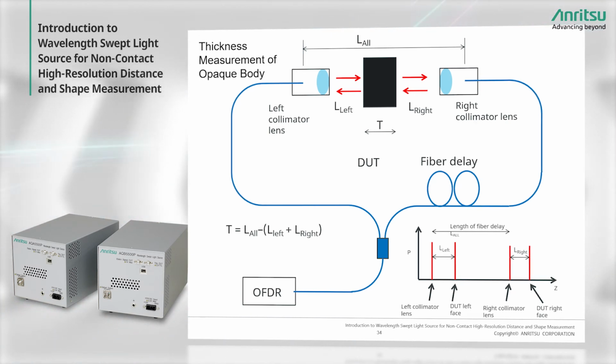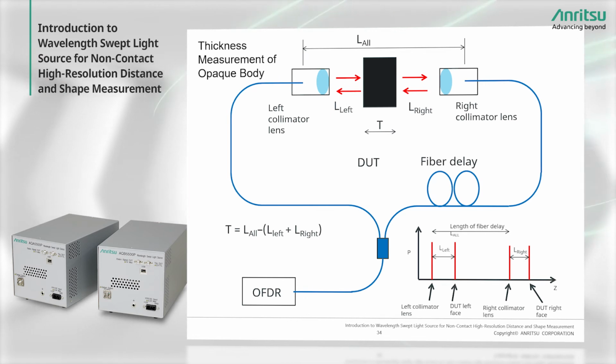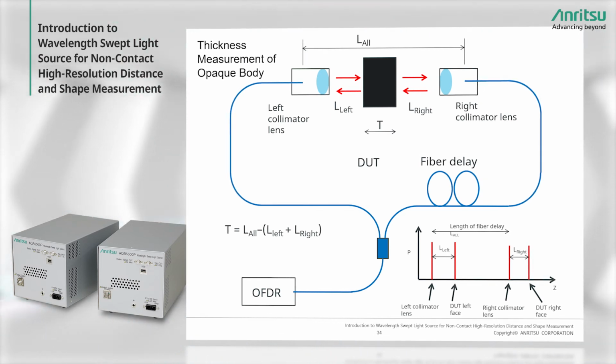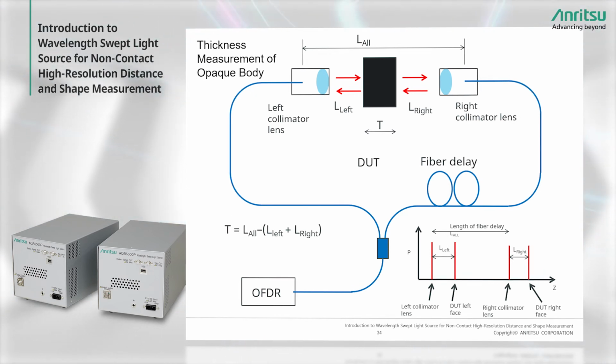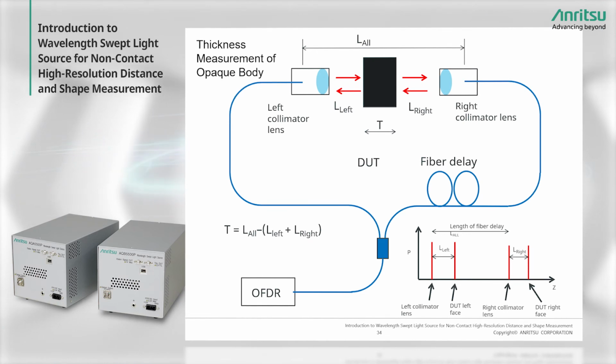By measuring multiple points, it is also possible to measure the thickness of an opaque body. In this setup, the optical signal is first split with one signal passing to a collimator lens on the right side of the DUT via a fiber delay, while the other passes to a lens on the left side.